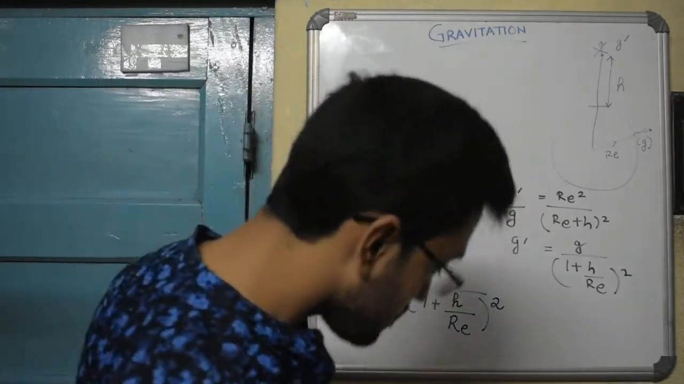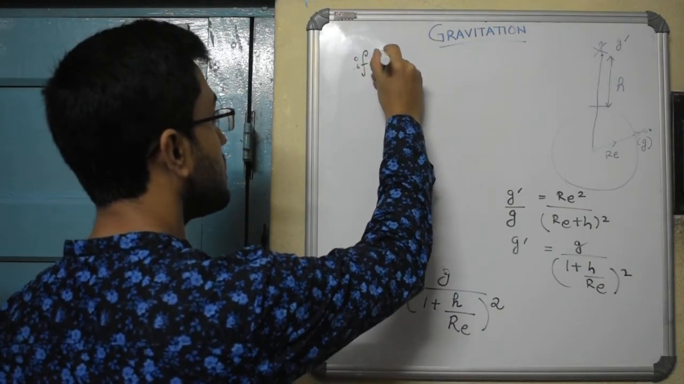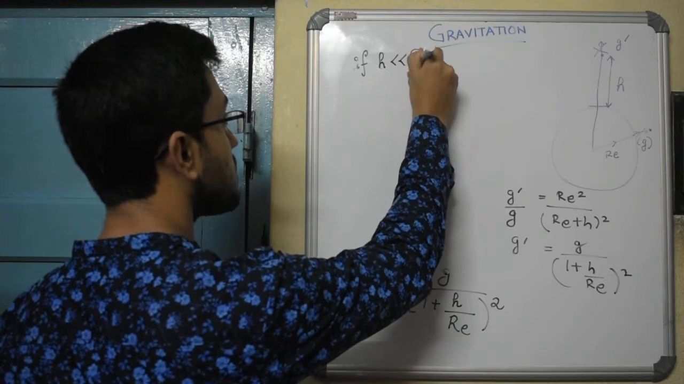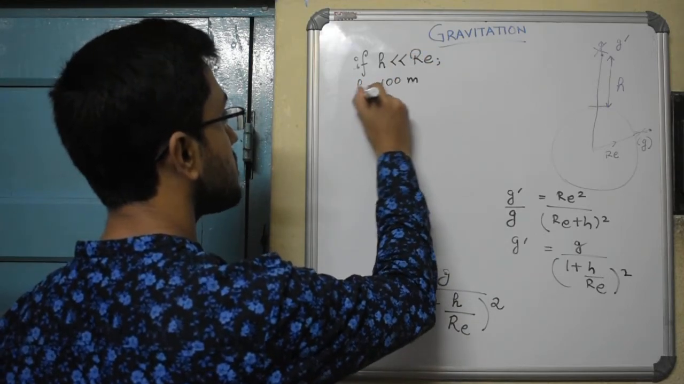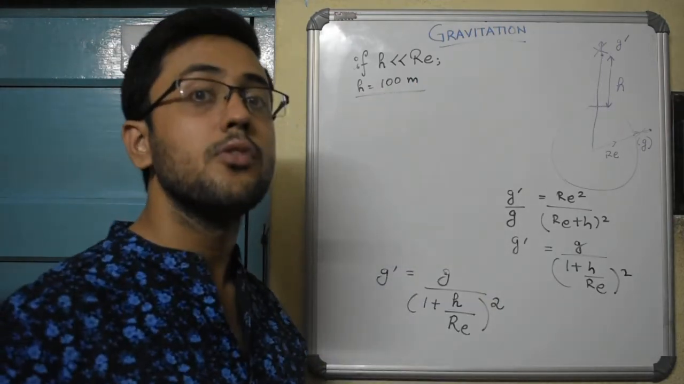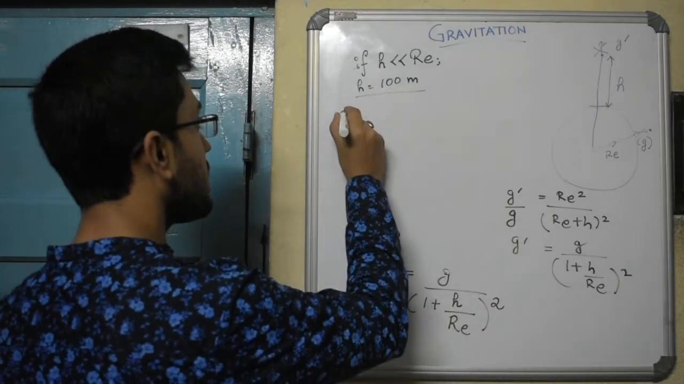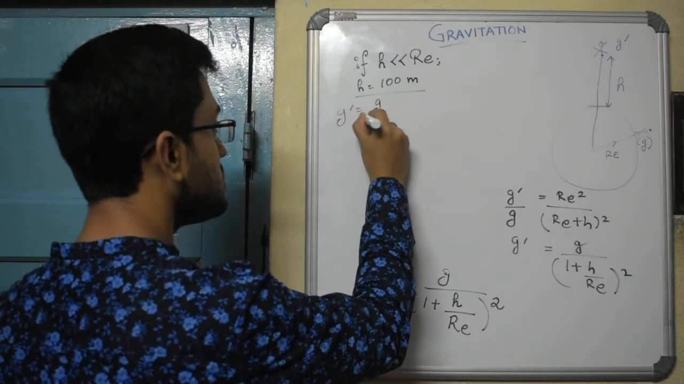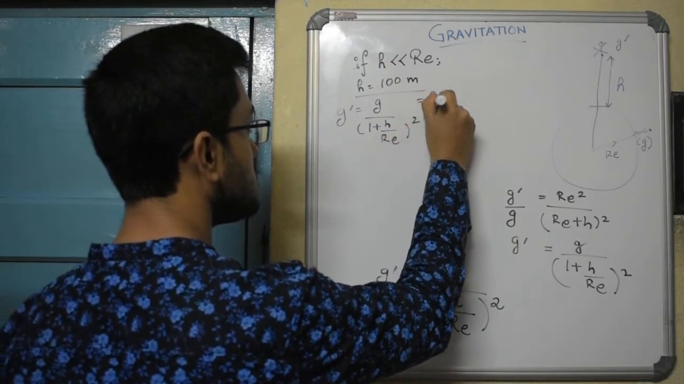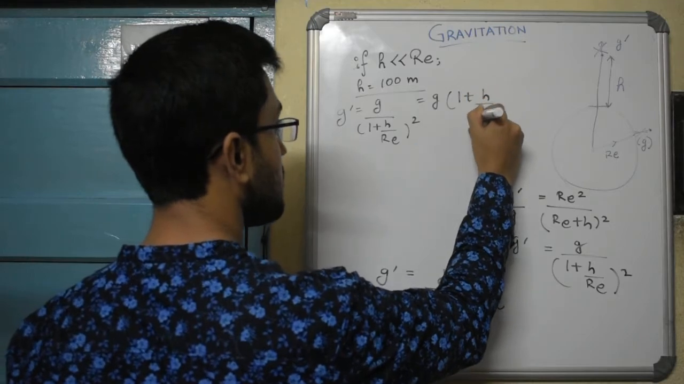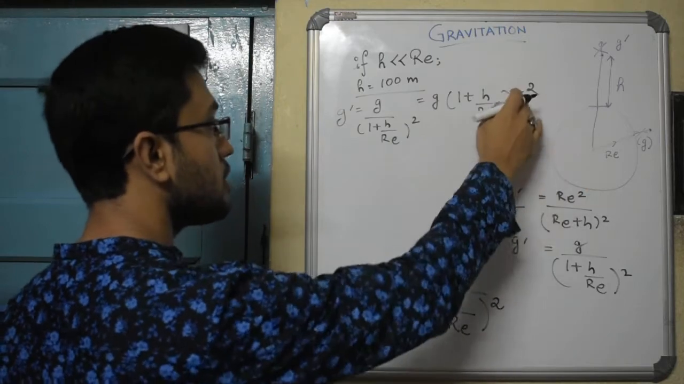Now we will consider a case where the height is much smaller as compared to radius of earth. Say you are only about 100 meters above the surface of earth, and the radius of earth is 6400 kilometers. So there h is much smaller than radius of earth. What can we do when that happens? Well, g dash is equal to g divided by 1 plus h by RE squared. This can be written as g into 1 plus h by RE to the power minus 2. Plus 2 in the denominator, when I take it to numerator it's minus 2.